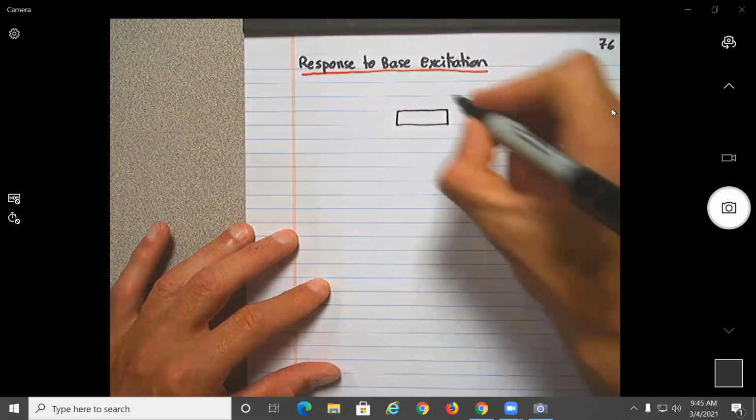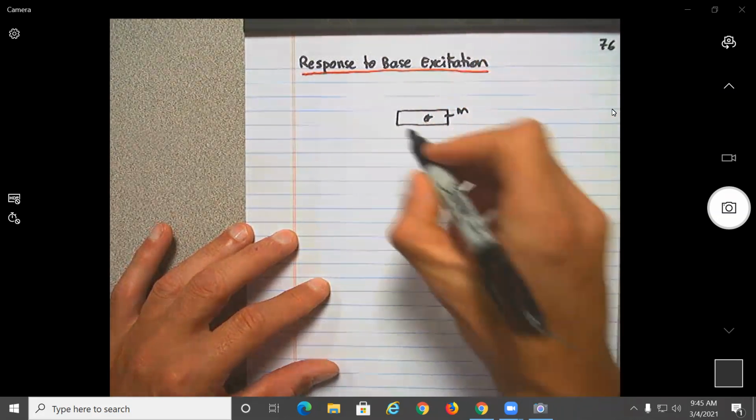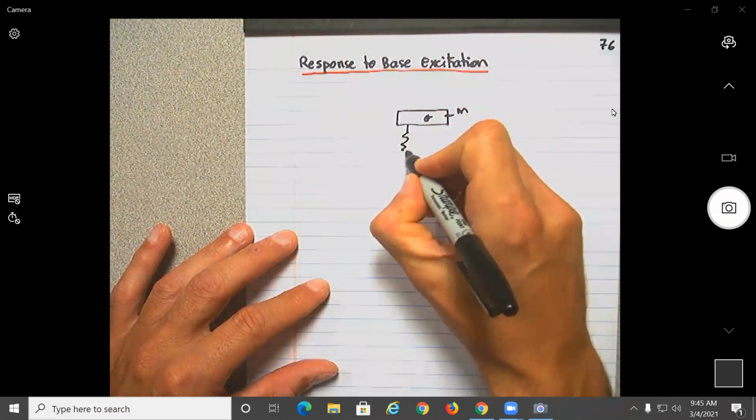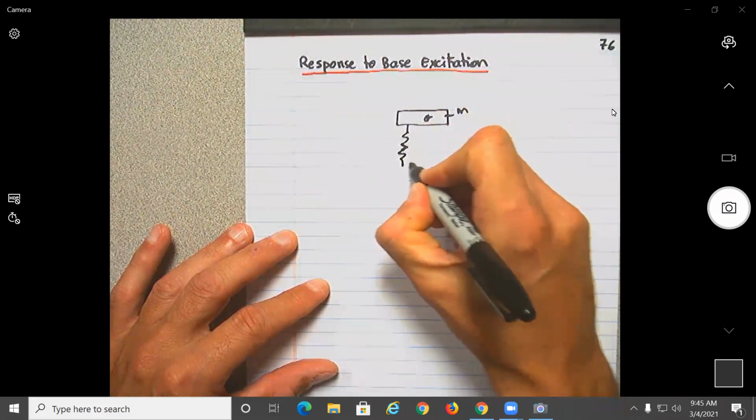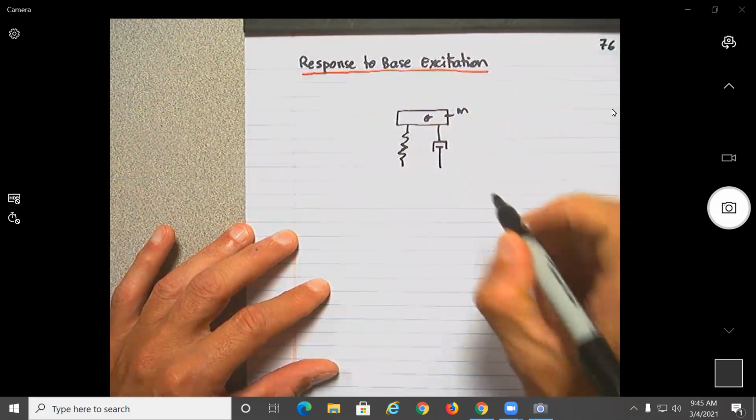This will be your mass. And this mass is going to be attached to a spring and to a damper.